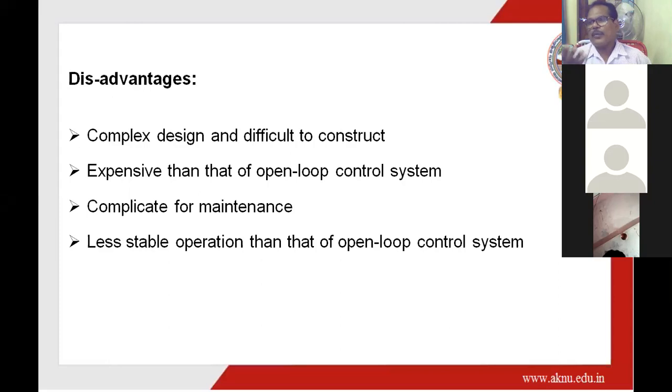Generally in an open loop system, the output has no effect on the input or controlling signal, so it becomes a stable operation. But here we generate some feedback signal or error signal, so the stability of operation is less in the closed loop system. Okay.